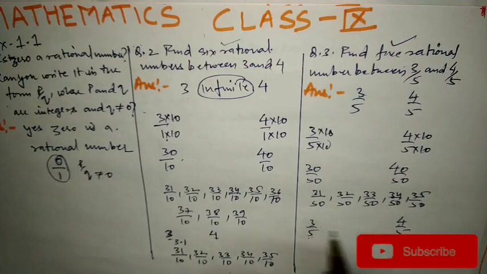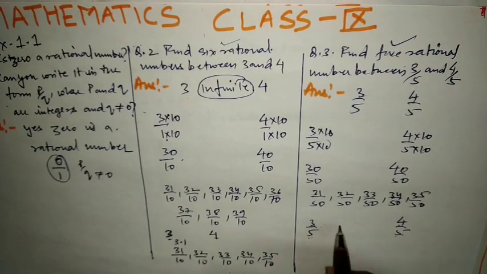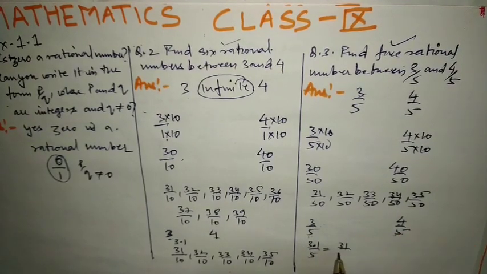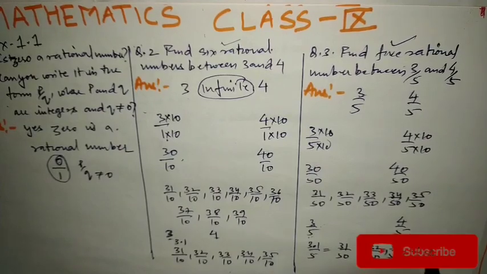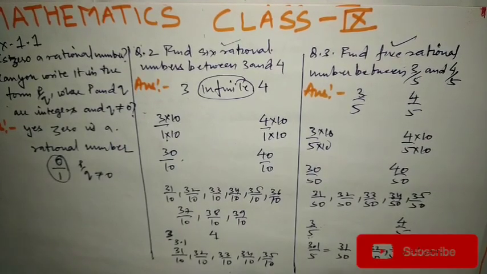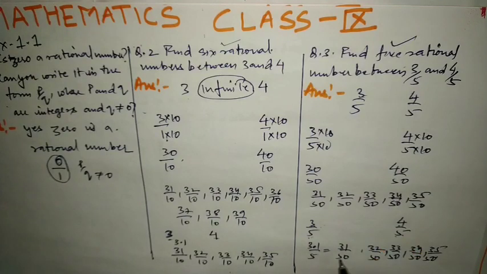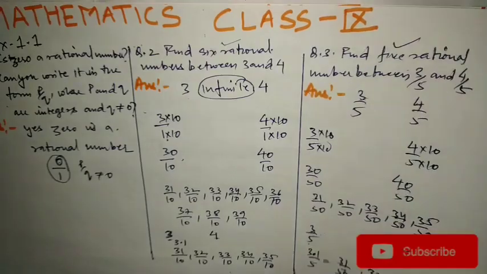Now 3 और 4 के बीच में directly कोई नंबर नहीं है, but we have 3.1. So if I write 3.1 by 5, it will automatically become 31 by 50. Okay. Now I can write 32 by 50, 33 by 50, 34 by 50, 35 by 50. So that is how you can find infinite rational numbers between any two rational numbers. अब इन दोनों के बीच में we can find 9 rational numbers again. सबके बीच में 9 rational numbers और निकाल सकते हैं. So we can find many rational numbers between two rational numbers.